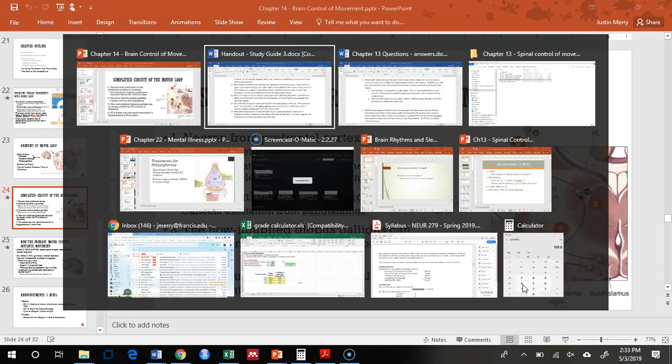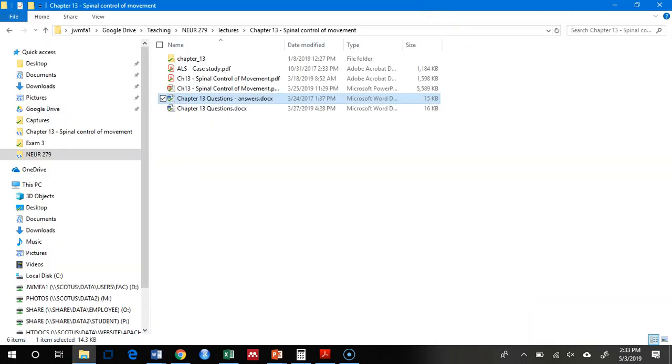So most of that stuff on the ballism and such, that all came in the homework for chapter 14.